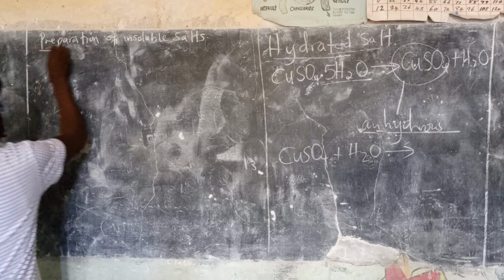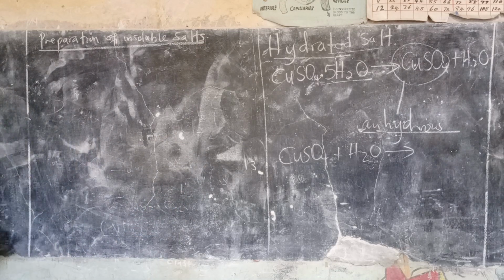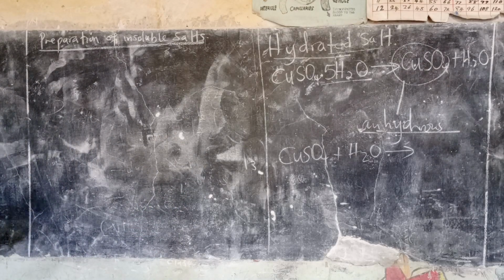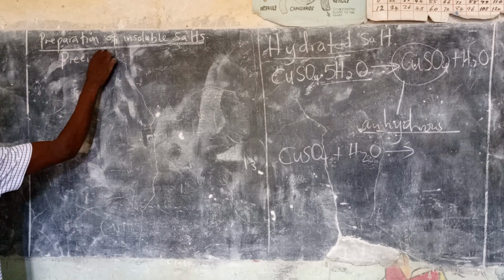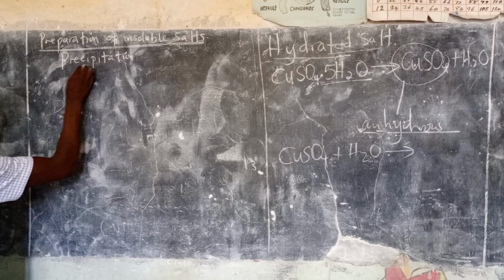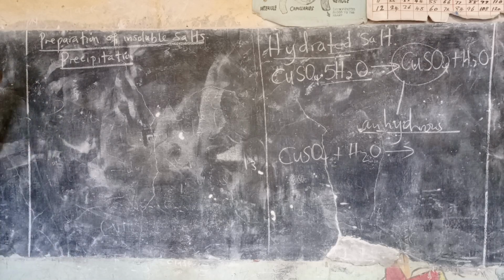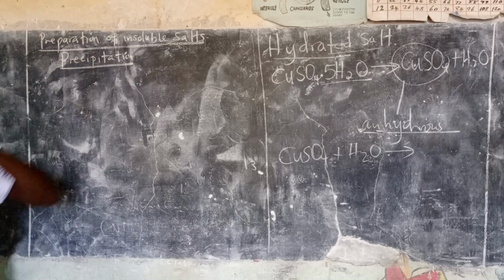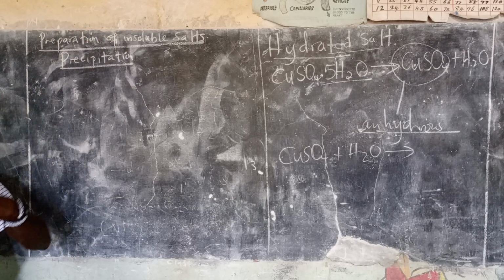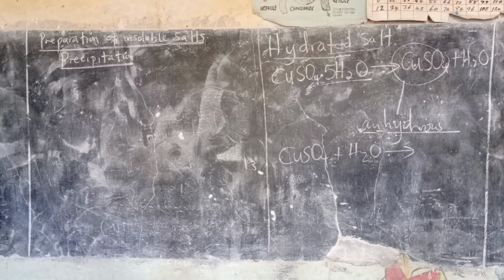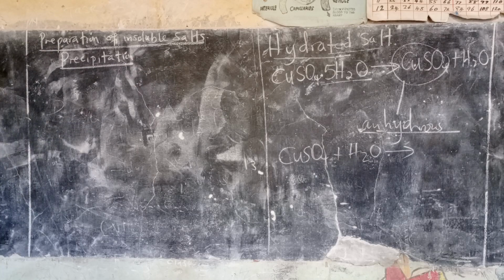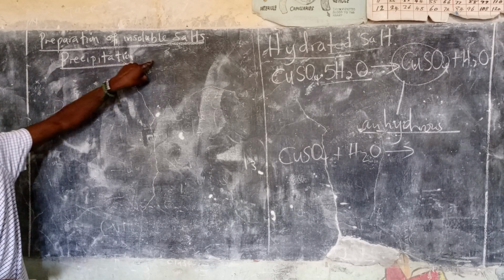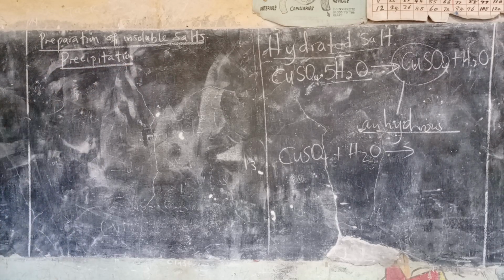Now, insoluble salts are prepared by the method called what? Decomposition, or what we call precipitation. So, insoluble salts are prepared by the method called precipitation. How can you prepare insoluble salts? You should know there are two types of salts. There's something which is soluble and there's something which is what? Insoluble. Now, how can you prepare insoluble salts? You prepare them by the method called what? Precipitation.